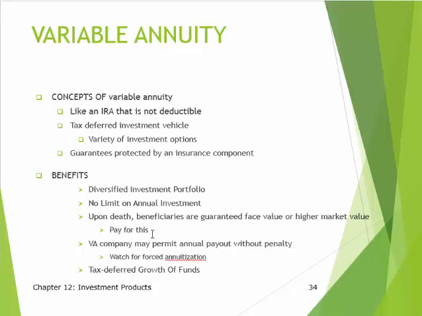Of course, you pay for this. There is a cost. A variable annuity company might permit annual payouts without penalty, right? They may allow you to withdraw funds without any penalties after, say, certainly after you're 59 and a half. But what we want to watch out for is something called annuitization. We talked about this a little bit in the life insurance chapter. But if you can avoid annuitization, you want to try to avoid annuitization. And of course, you get tax-deferred growth of funds.